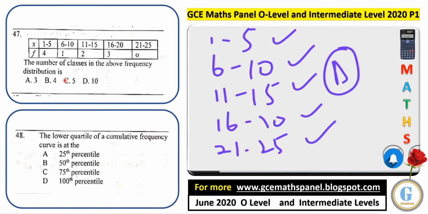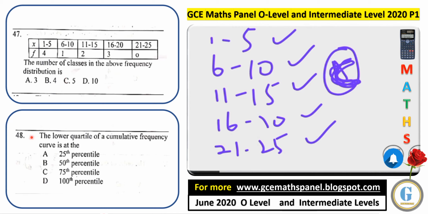So for 47, we have how many classes? We have 5 classes. The answer is C. 47C.